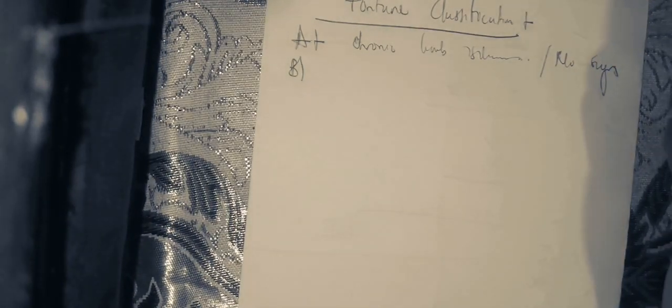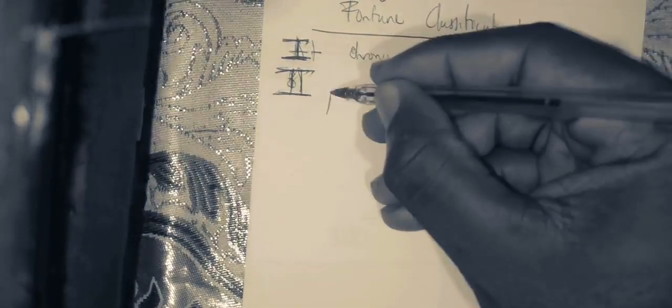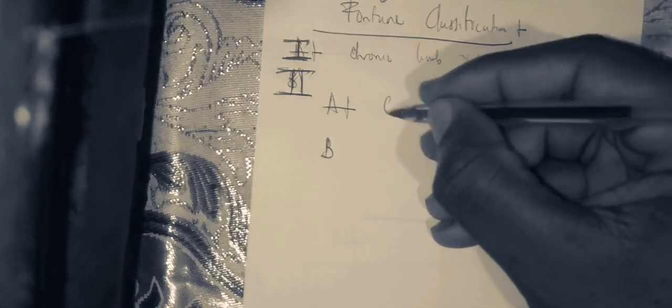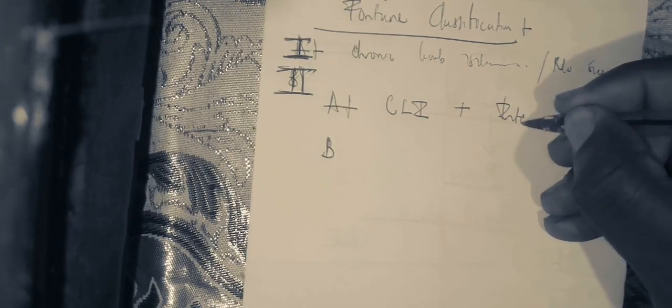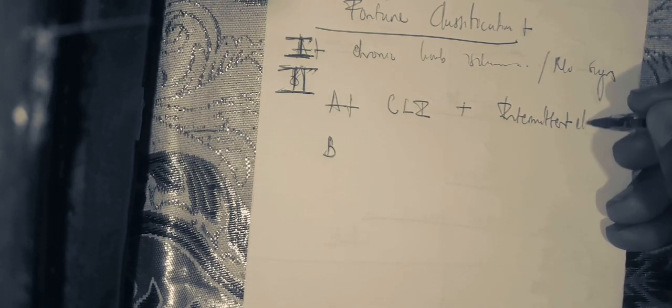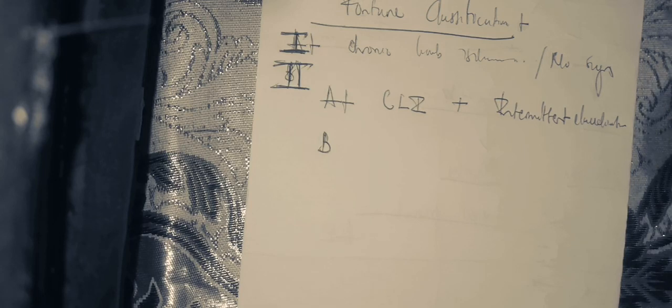Is it clear? That is the Fontaine 1 classification. The Fontaine 2 classification is divided into 2. We have Fontaine 2A and Fontaine 2B. Is it clear? In Fontaine 2A, you have chronic limb ischemia with an intermittent claudication. Intermittent claudication means that the patient has pain on exertion.